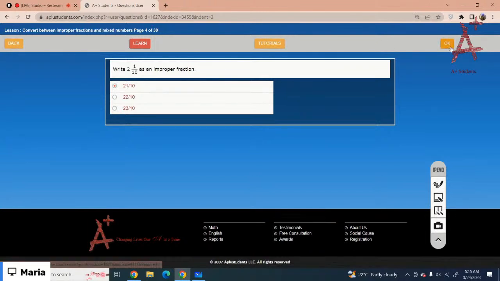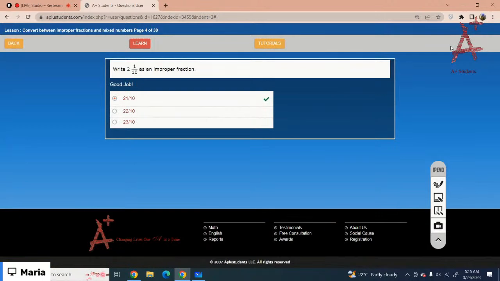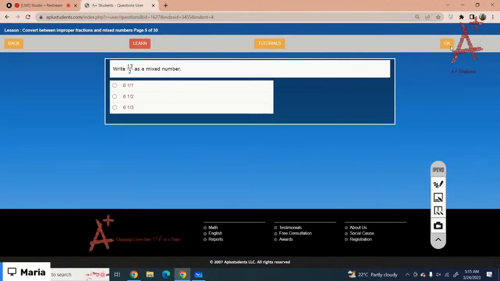Very good. Okay, the next one is question 13, 1 whole 3 over 2. So which is the correct option? How do we write 1 whole 3 over 2 as a mixed number?